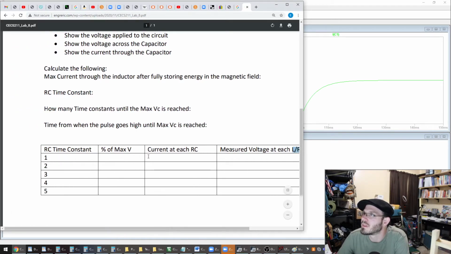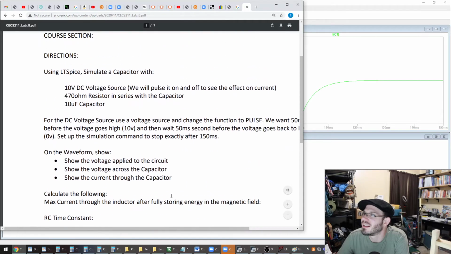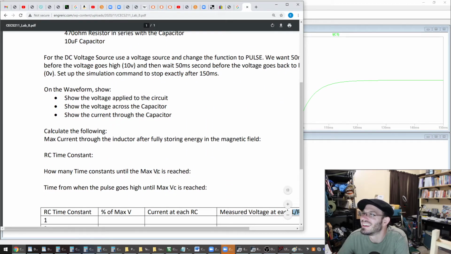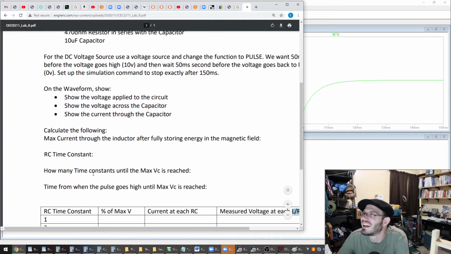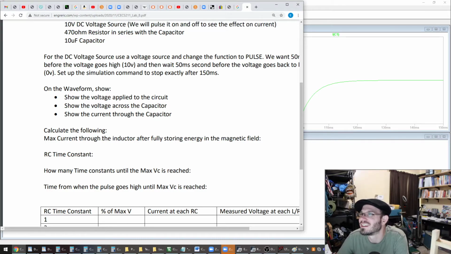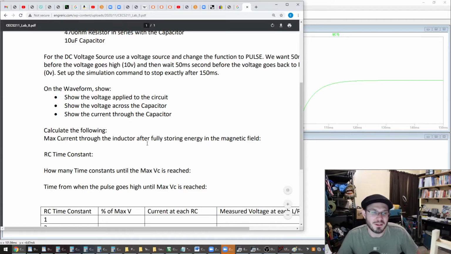There's another thing that you forgot to change. What else? Calculate the following. The first one after calculate the following. Max current through the inductor. Oh, I should say max voltage across the... I'm going to have to fix that. That one, I could live with the other one. That one's too much of a mistake.